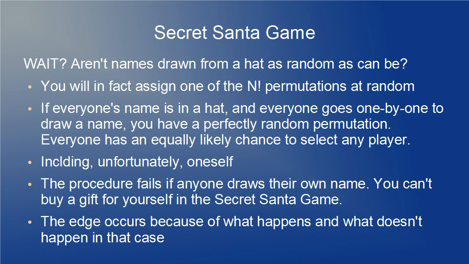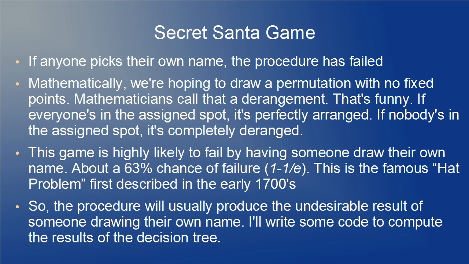Nobody's allowed to buy a gift for themselves in a Secret Santa game, and that is where the edge comes from. Mathematically speaking, what we're hoping to do is draw a permutation with no fixed points. Mathematicians call that a derangement. Like many terms in math, I find it a bit funny. If everyone's in their assigned spot, it's perfectly arranged. If nobody's in their assigned spot, it's completely deranged. Run for your lives.